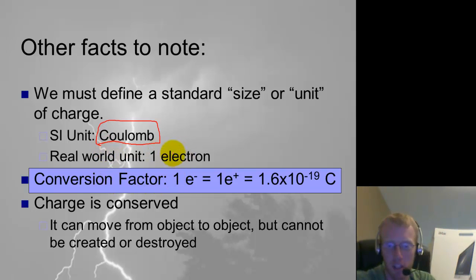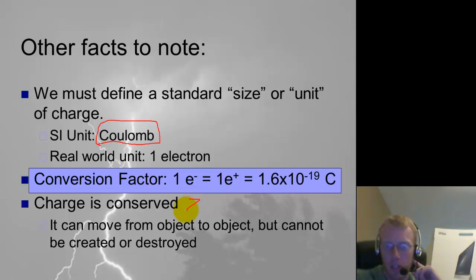So our conversion factor between electrons and coulombs is this number, 1.6 times 10 to the negative 19th. That's how much charge is 1 electron. To find out the number of electrons in a coulomb, you can do 1 over this, or flip it upside down. And that will convert from coulombs to electrons instead of electrons to coulombs.